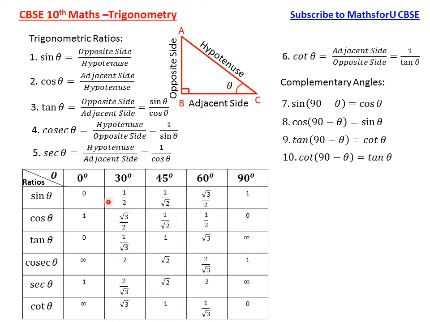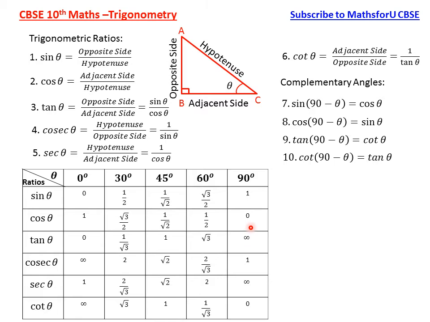Now if you can remember these sin theta values from 0 to 90, you can easily find the values of the other ratios and other degrees. Whatever we have from 0 to 90 degrees, just reverse it and we will get cos theta. That is, 1 we will write here, root 3 by 2 here, 1 by root 2 as such, 1 by 2 will be here and 0 will be here. So whatever the value of sin theta from 0 to 90, you reverse it and we will get the value of cos theta.